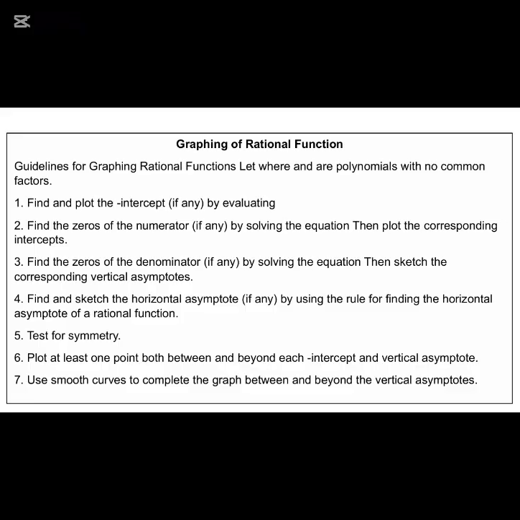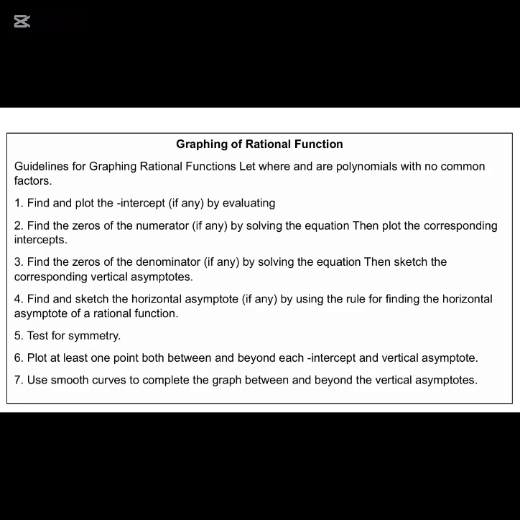Okay, so since we're done with finding the intercepts, now we'll proceed to graphing of a rational function. There are guidelines for graphing a rational function where the numerator and denominator are polynomials with no common factors. There are 7 steps to graph a rational function. Number 1, find and plot the y-intercept, if any, by evaluating f of 0. Number 2, find the zeros of the numerator, if there are any, by solving the equation, then plot the corresponding intercepts.